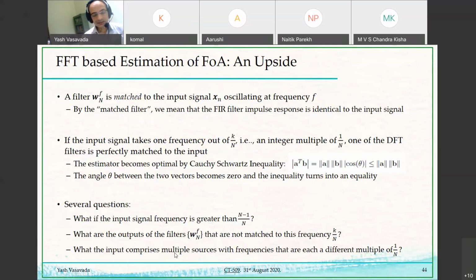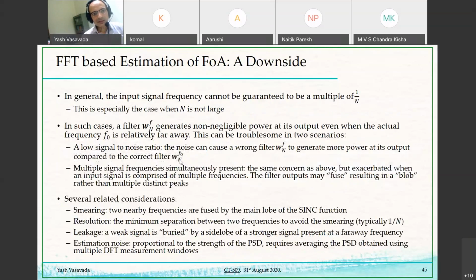And then finally, the third question is, what if the input is not a single source but multiple sources, and each of these frequencies has a different value between 0 to 1, or minus 0.5 to 0.5? Okay, so basically we cannot guarantee, actually some of the answers I am giving in this slide already, but maybe you will have to think a little bit further on this on your own.